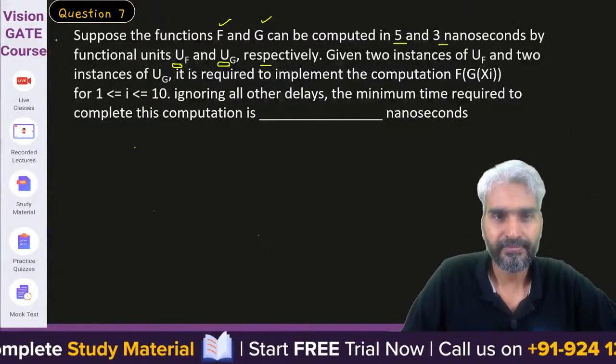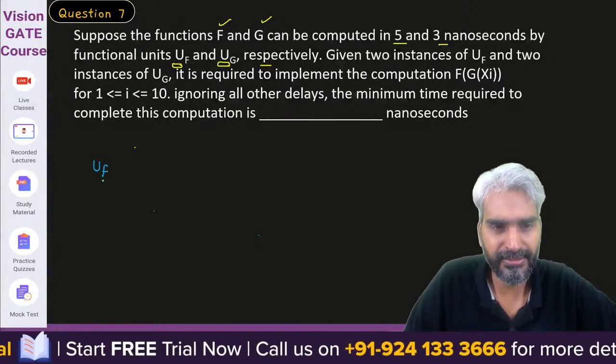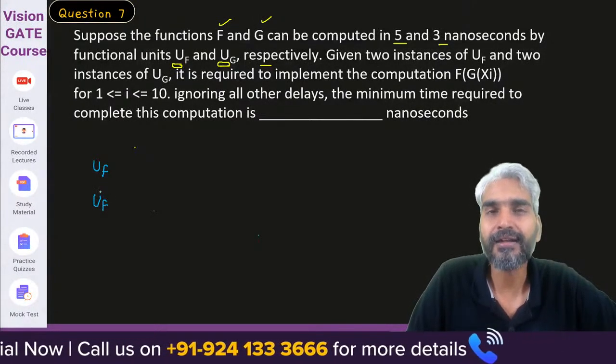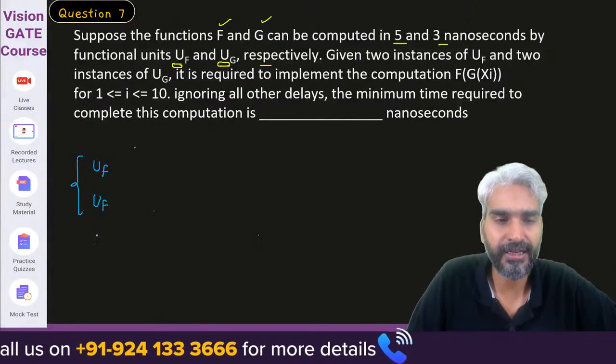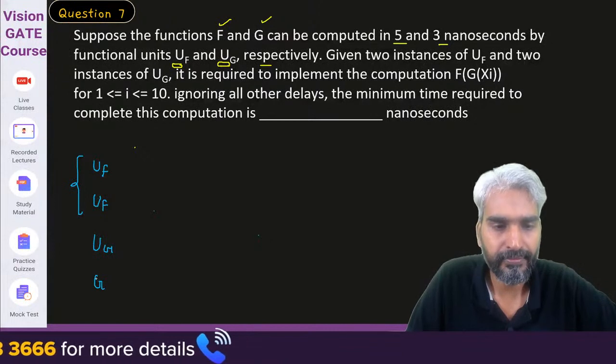So anyway, there are 2 units. One is unit F. Now I'm saying that there are 2 units which are capable of performing function F, and there are 2 units which are capable of performing the function G.